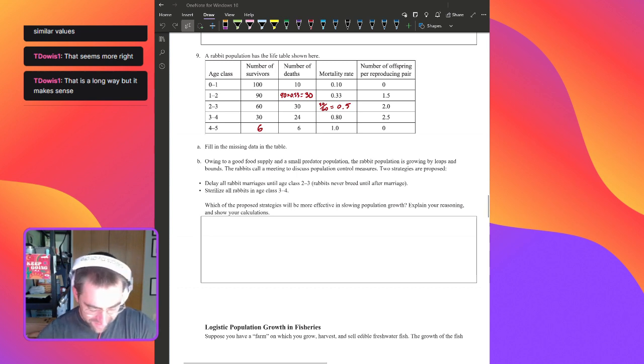If we sterilized all rabbits in age class 3 and 4, yes, we have the highest number of offspring per reproducing pair for that age cohort, but that doesn't end up being as many rabbits as would be produced in these younger cohorts combined.